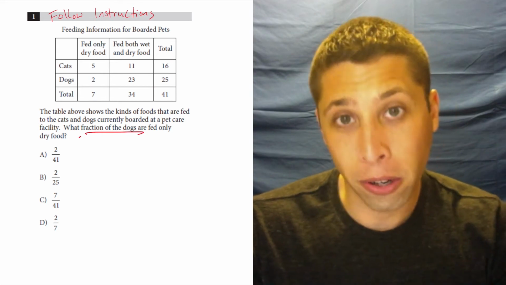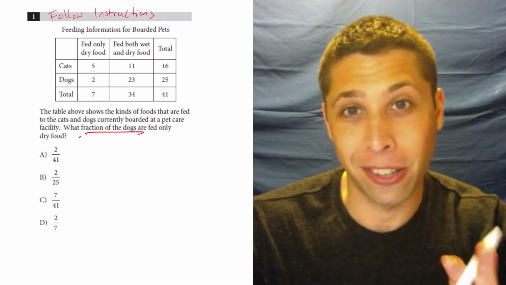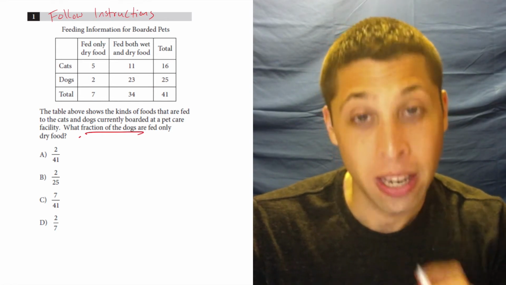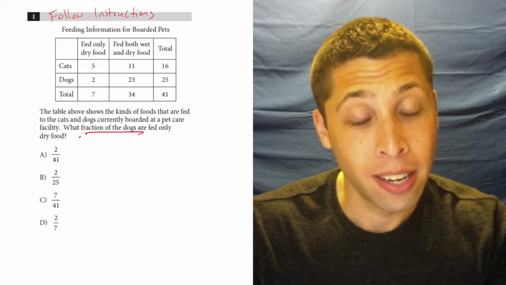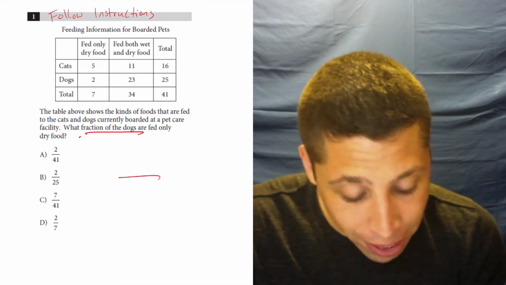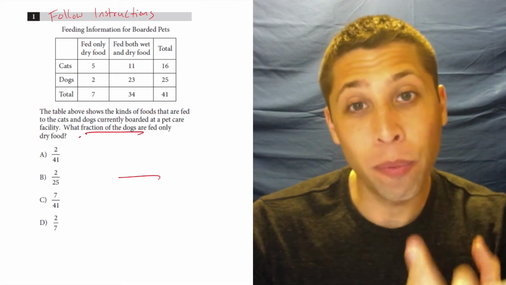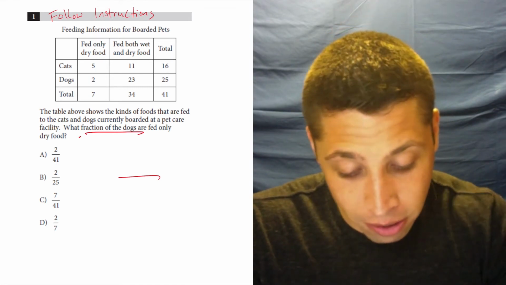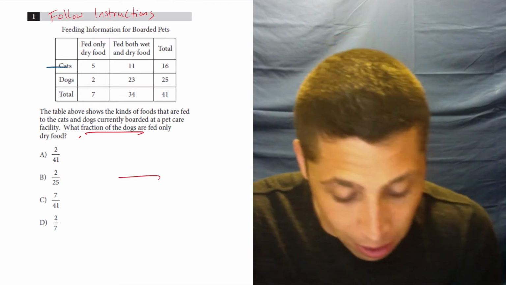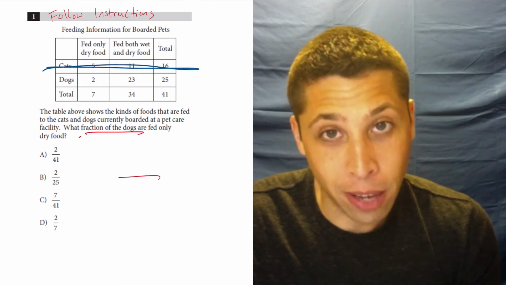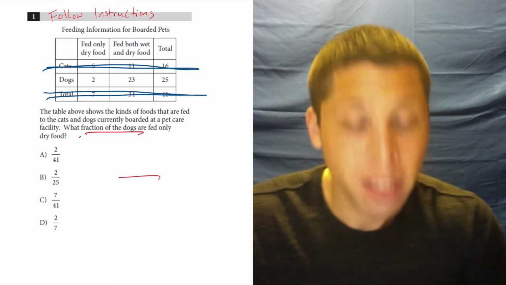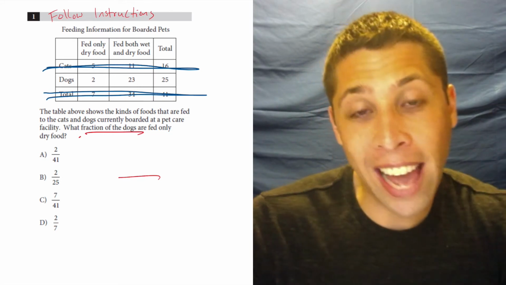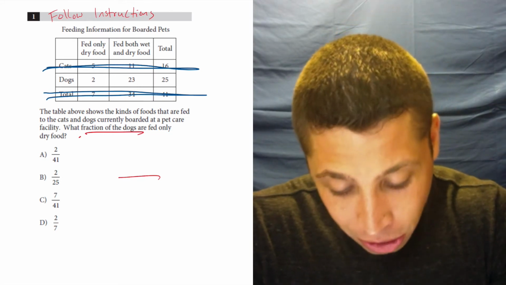So this is a two-parter, right? There's two things that we're being asked here. I know it's just one question, but there's two things. First of all, what fraction of the dogs? So we need to make a fraction, and we need to make sure that when we make that fraction, we're only thinking about the dogs. So I don't care about the cats, okay? I don't care about the totals because that includes the cats. So I'm only concerned with the dogs.